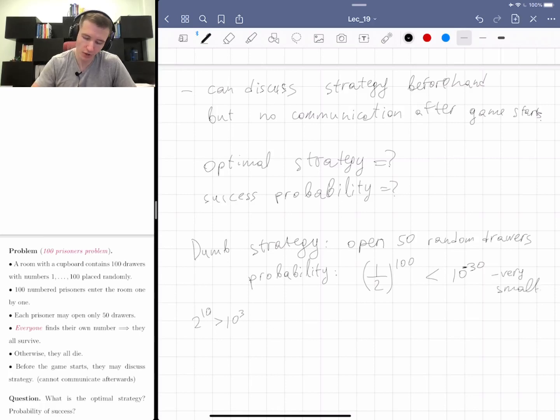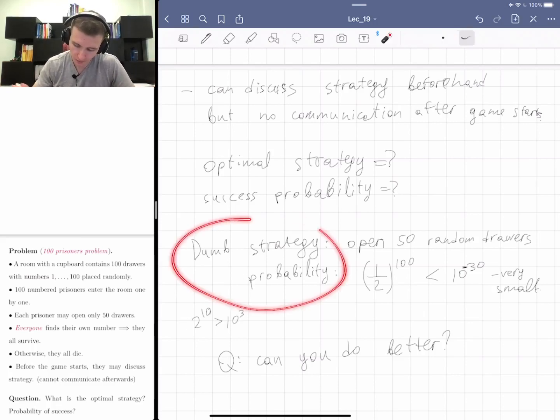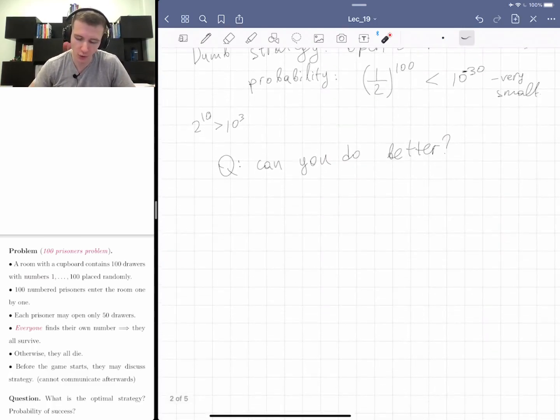So the question is, can you do better? If you can, provide a strategy. If you cannot, then prove that this strategy is optimal. That's it. That's the problem. And I'm going to discuss this later. Any questions on the problem?